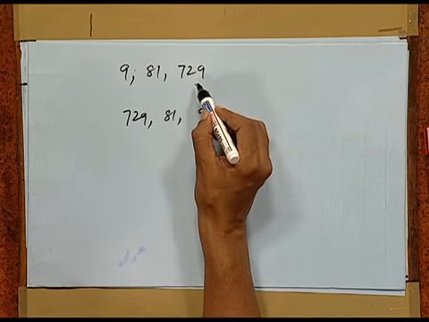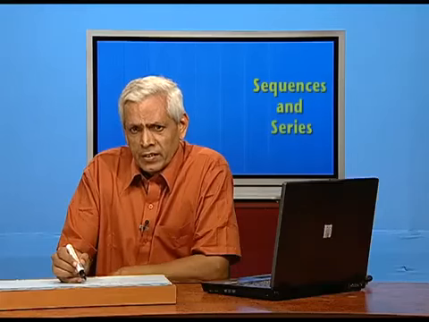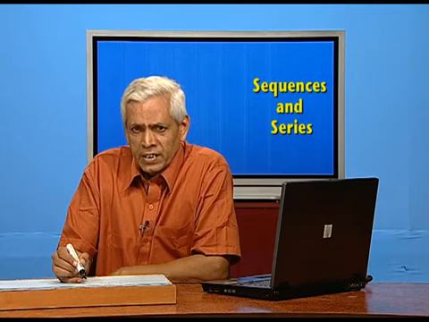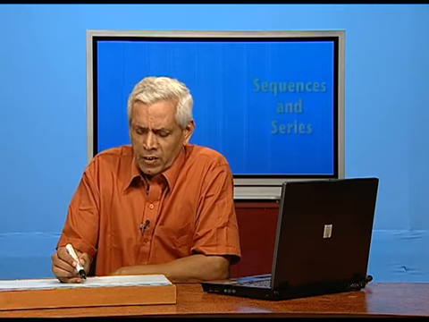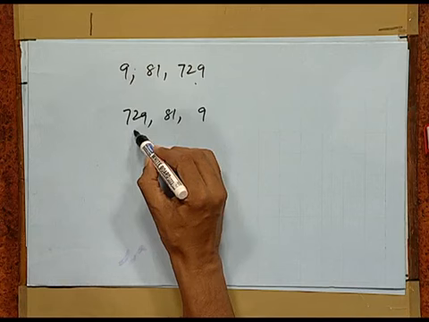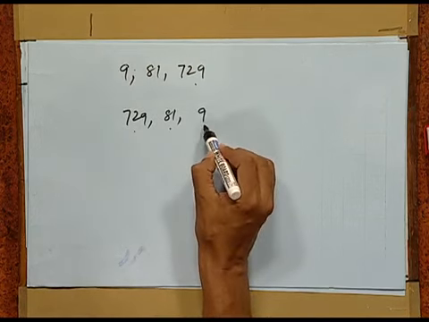But if you recall, we had one more value of R, namely R is 1 by 9. With that value of R, we get the sequence as 729, 81 and 9. So, both are valid answers. So, we must write both the answers in the examination to get full marks.